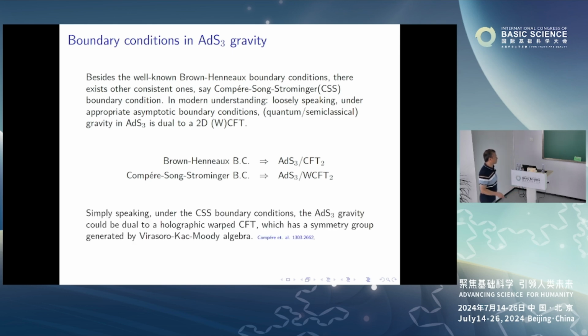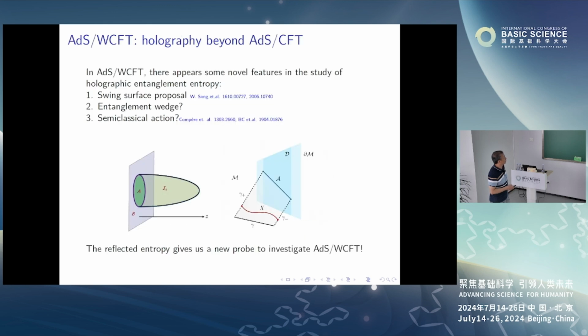So simply speaking, under this kind of CSS boundary condition, the semi-classical AdS3 gravity could be dual to a holographic warped CFT. And this warped CFT has a symmetry group generated by the Virasoro-Kac-Moody algebra. And holography in AdS warped spacetime has been studied by Wilson's group quite carefully. And the proposed so-called swing surface proposal is different from the RT formula.